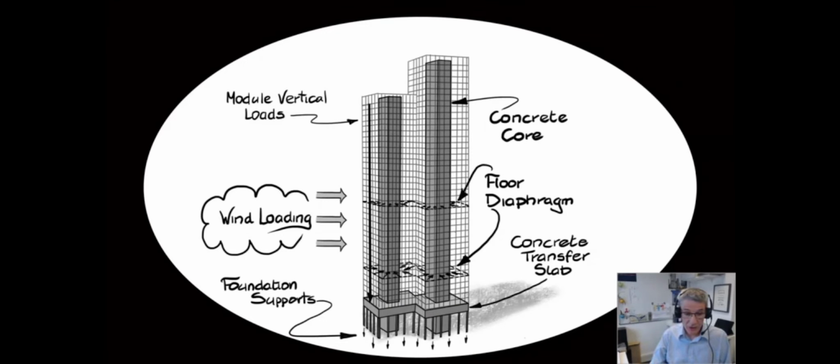The modules all include structural columns that bring the vertical loads down to the transfer level. The modules have concrete floors that are interconnected, so all horizontal loads are transferred to the core.